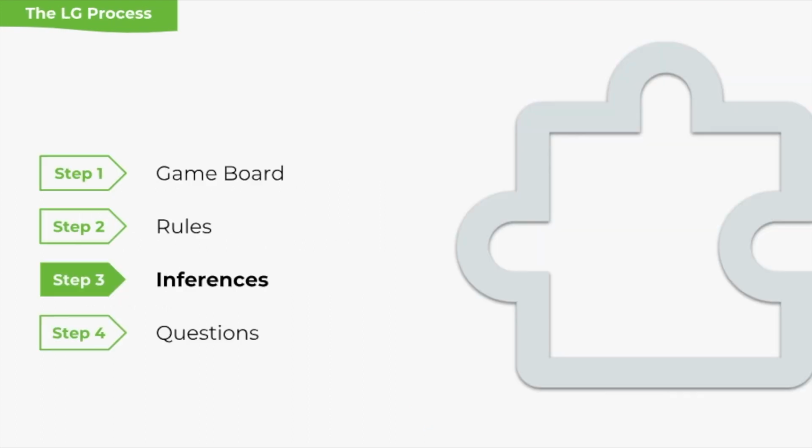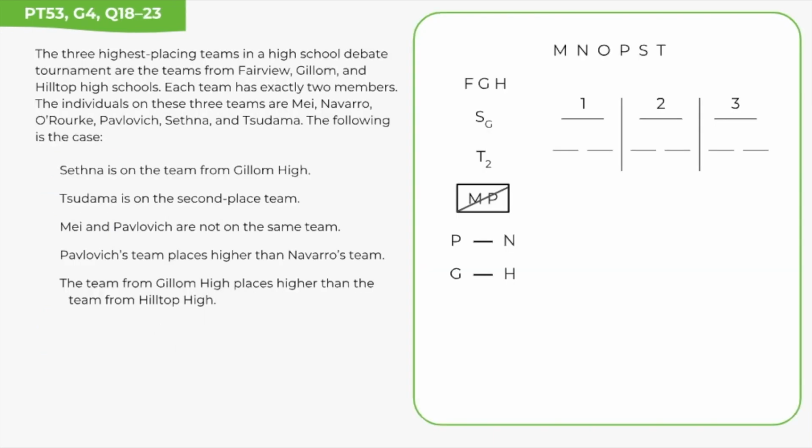Now, what we want to do is think about any inferences that fall into place, and this is a good opportunity to rethink the game board and finalize it before we hit the questions. So, as we're making inferences, maybe it's a good idea to first see if there are any floaters, any players that are not involved in the rules. And in this case, O is a floater. It's not involved in any of the rules. So now let's think about the last rule. G must be ahead of H.